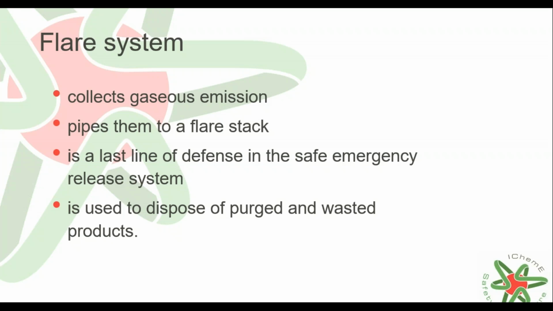As a matter of fact, the flare is the last line of defense in the safe emergency release system in a refinery or a chemical plant. As I mentioned before, it is used to dispose of purged and wasted products from refineries, unrecoverable gases emerging with oil from oil wells, vented gases from blast furnaces, unused gases from coke ovens, and gaseous waste from chemical industries.